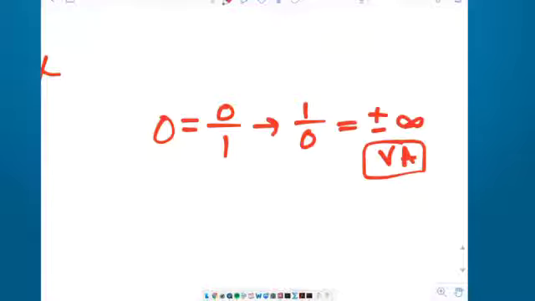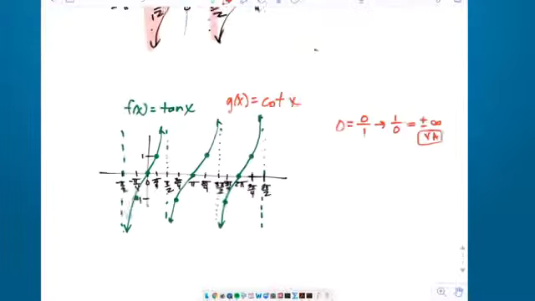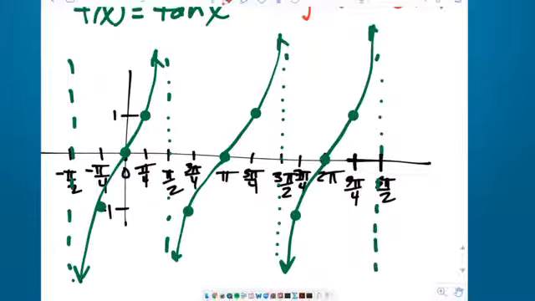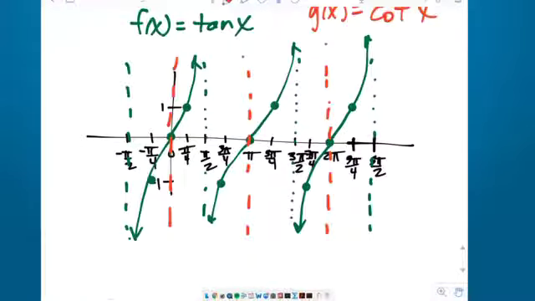So again, what's the reciprocal of 0? Infinity. What's the reciprocal of infinity? 0. So everywhere tangent has an x-intercept, cotangent's going to have a, guess what? Vertical asymptote. Wherever tangent has an x-intercept, cotangent has a vertical asymptote. There's going to be a lot of information on here. That's why we're using a contrasting color.